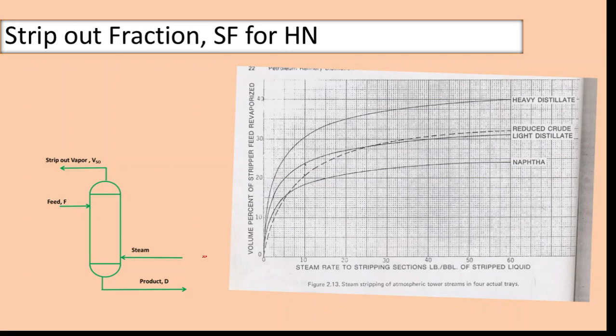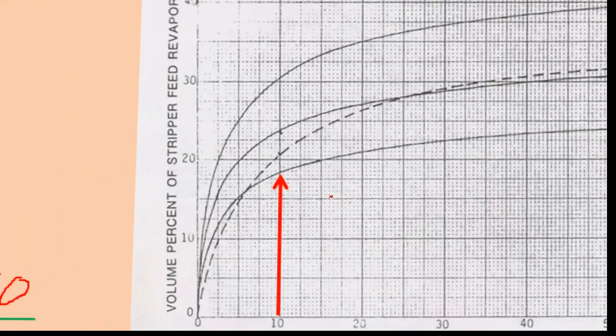For example, in our case, the steam is given as 10 pounds per barrel. So at the 10, for example, we are going for the naphtha, that is the heavy naphtha. So at the 10 flow rate of steam at the x-axis, we have, very close look about here, it comes very close to the 20, but not exactly 20. It is about 18, 18.5%.